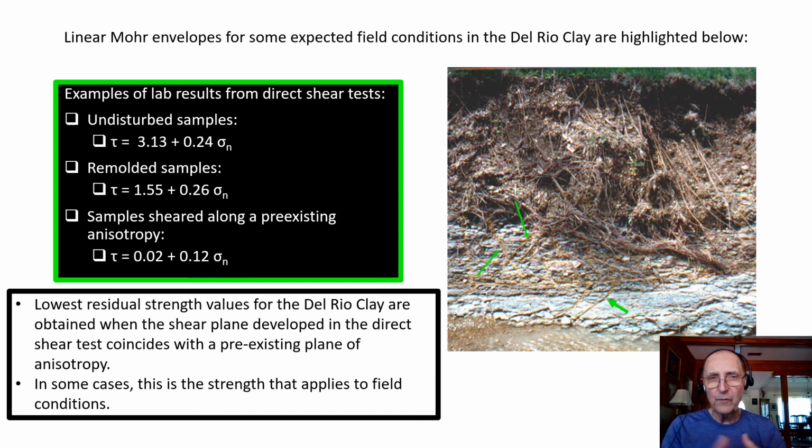Linear Mohr envelopes for some of the expected field conditions that we can find in the Del Rio clay are highlighted below. You can see 3 different linear equations here, but I want to point out that the lowest residual strength values for this material are obtained when the shear plane that is developed in the direct shear test coincides with a pre-existing plane of weakness or a plane of anisotropy. In some cases, that is the strength that applies to field conditions. On the picture, the green arrows are pointing to fractures and fissures in the Del Rio clay.